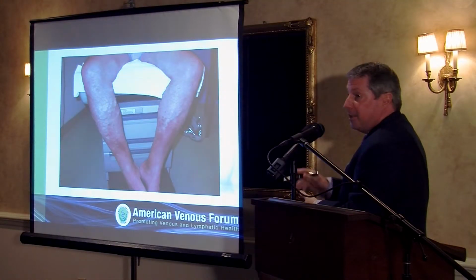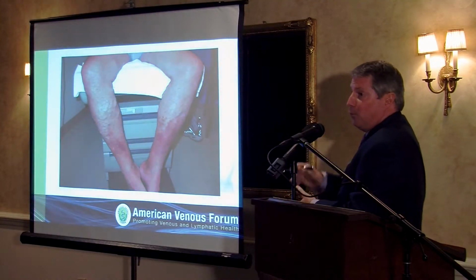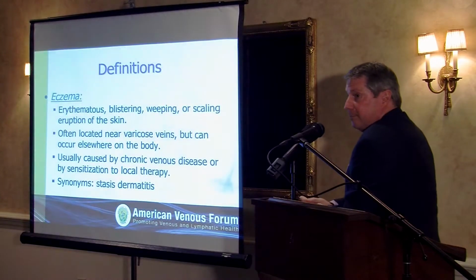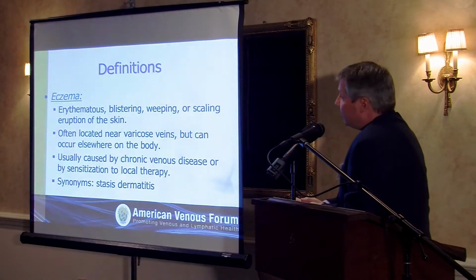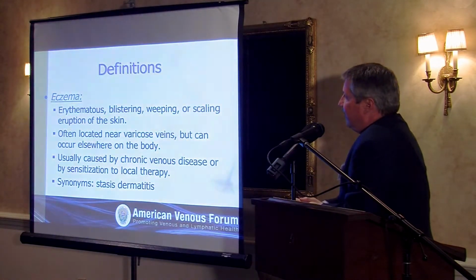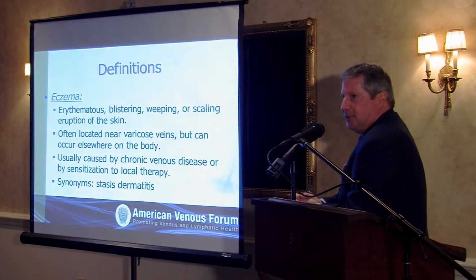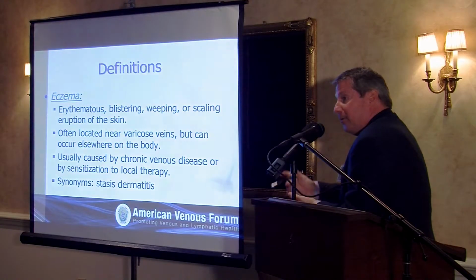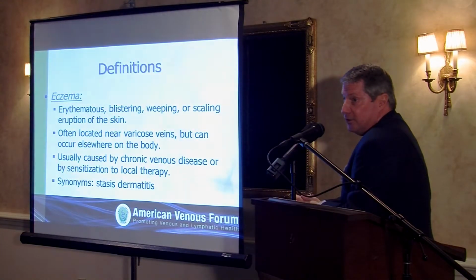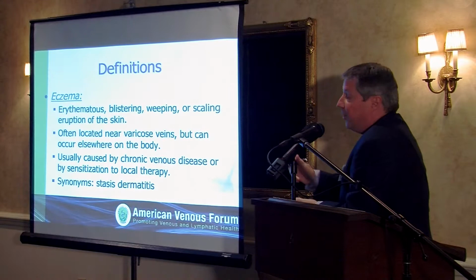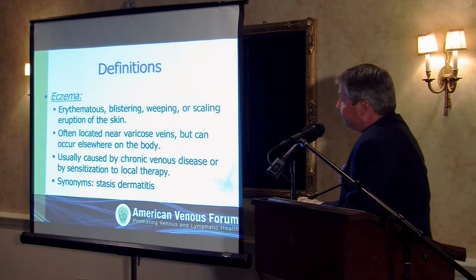Here's some more severe pigmentation. This would be stage 4B, C4, clinical disease. Venous eczema: dry, scaly, itchy, red skin, often associated with varicose veins, but may be caused by deep venous disease. Sometimes it's caused by topical application of lotions or creams, also known as stasis dermatitis.